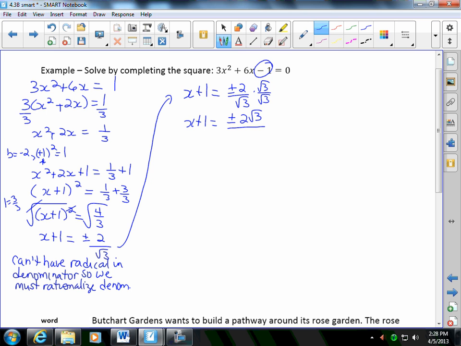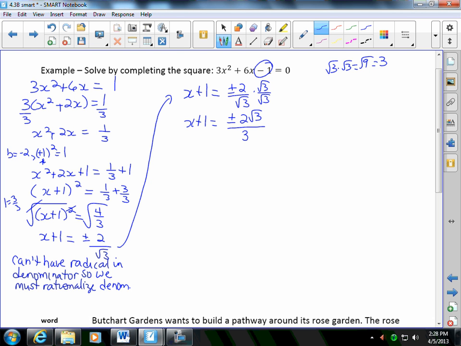Square root 3 times square root 3 is just square root 9. Square root of 9 is just a 3. So basically what's happening is, when you rationalize the denominator, you're dropping that square root sign and keeping the value in it. Another teacher that I've taught with calls it booting the root. So basically you're getting rid of the root sign, keeping the value.